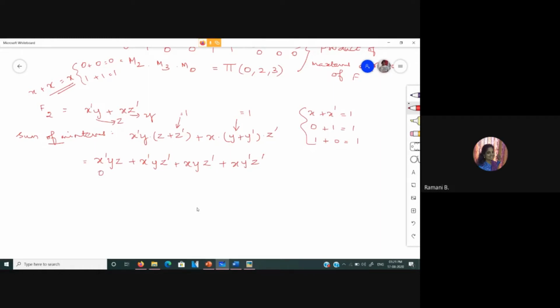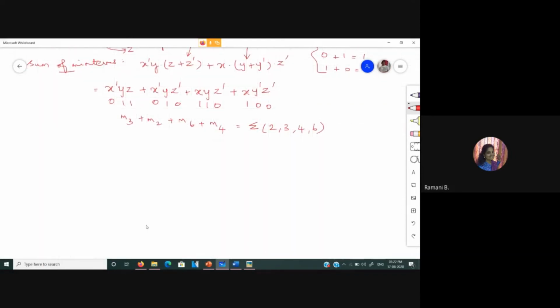So writing it in the simplified form, this is 0, 1, 1, which is M3. This is 0, 1, 0, which is M2. This is 1, 1, 0, which is M6. And this is 1, 0, 0, which is M4. So just arranging in ascending order, 2, 3, 4, and 6. This is your sum of minterms for this expression. If you are given an expression with 4 variables also, the method to be followed is the same.